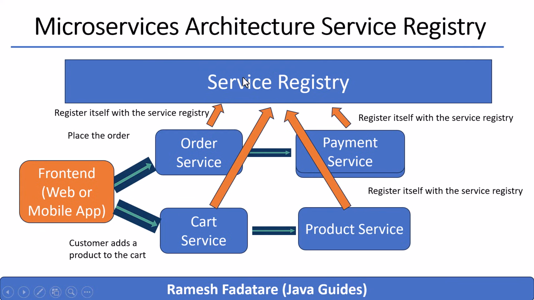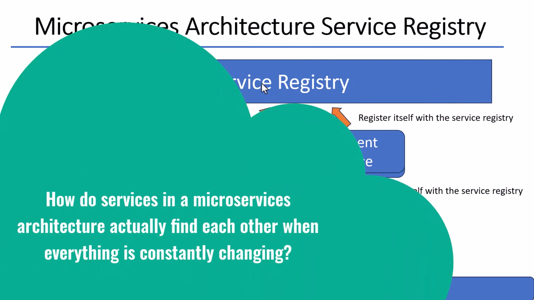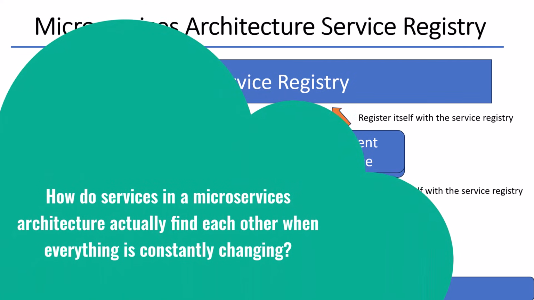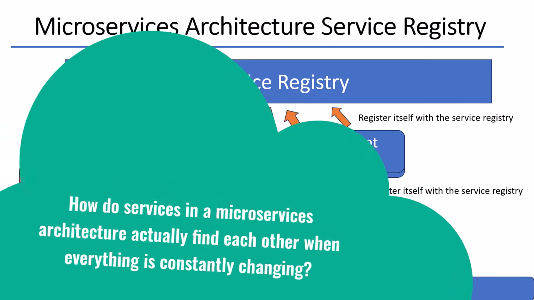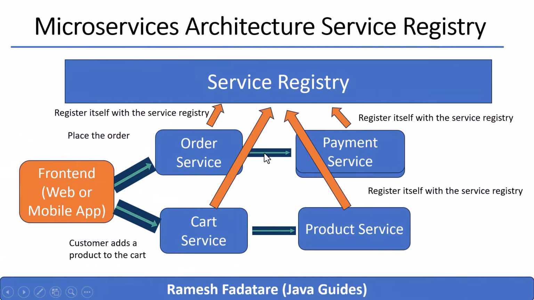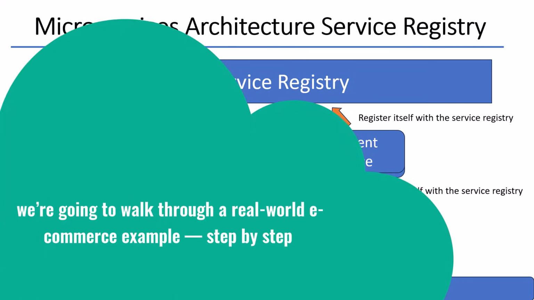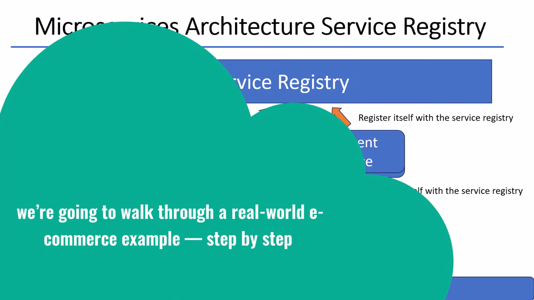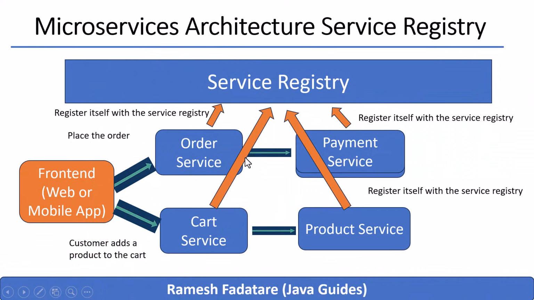In this video, I'm going to explain something that quietly powers every microservices system you've ever used, from Amazon to Netflix. It's called the Service Discovery Pattern. This pattern solves a very real problem. How do services in a microservices architecture actually find each other when everything is constantly changing? To make it simple, we are going to walk through a real-world e-commerce example step by step. And by the end, you will know exactly what service discovery is, why it matters, and how it works behind the scenes.